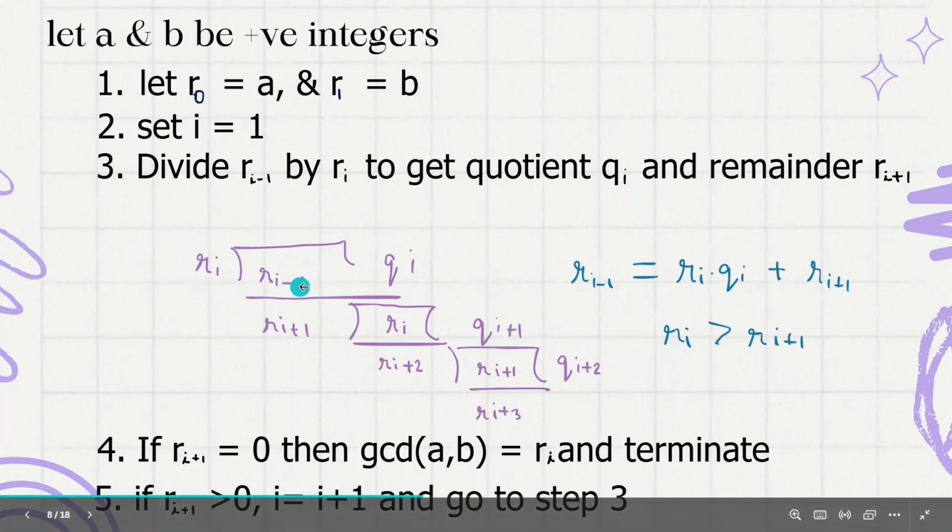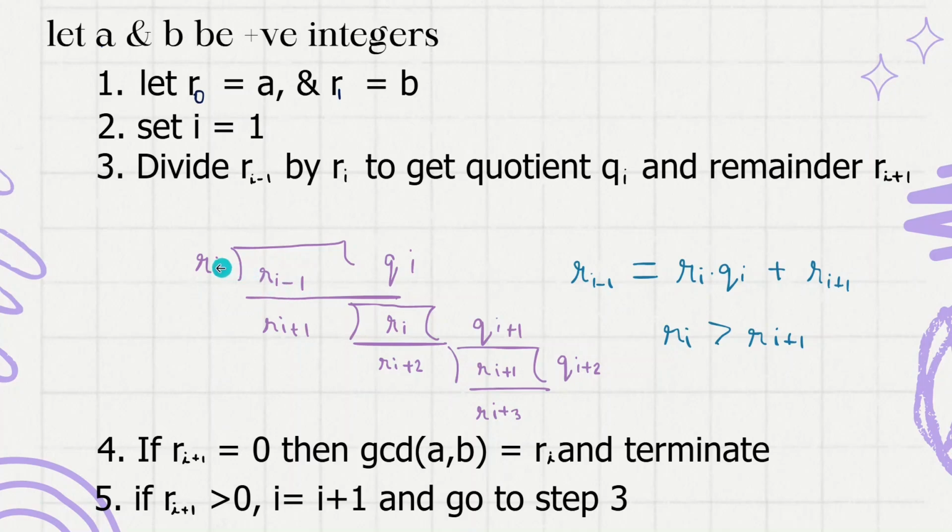You have your previous index term, you're dividing that by the current index term, and you're getting the quotient and the next index term, which is the remainder. And then your i gets updated, then you're again dividing the previous index term by the current index term to get the next index term and the quotient. Again, i gets updated and it keeps going.